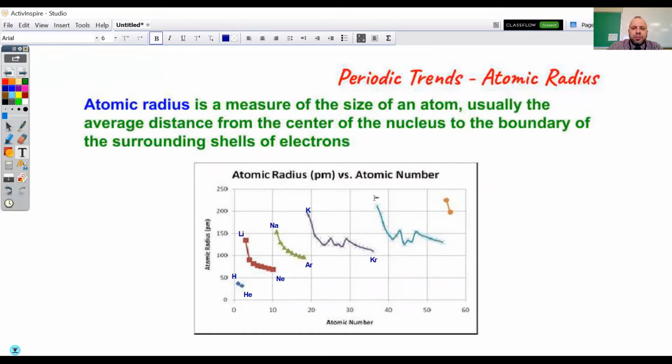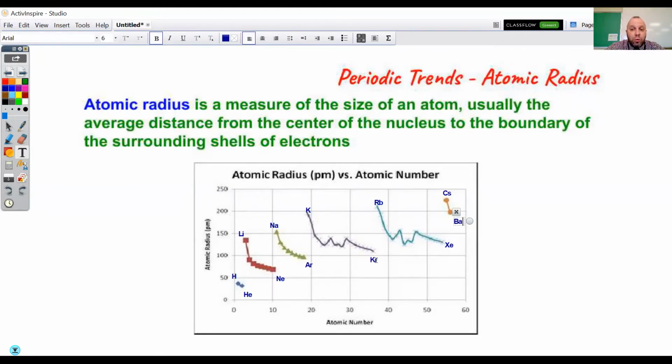Our fifth energy level is going to be from rubidium to xenon. And then finally, our last energy level is going to be an incomplete energy level. We're only going to look at cesium and barium, element numbers 55 and 56. A couple of things that I would like you to notice. Number one, if you look across a period, so hydrogen to helium, lithium to neon, sodium to argon, potassium to krypton, you will notice that the atomic radius gets smaller.